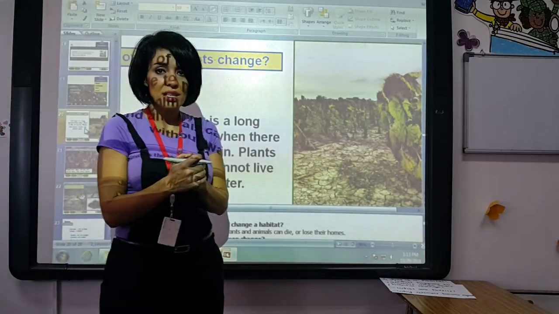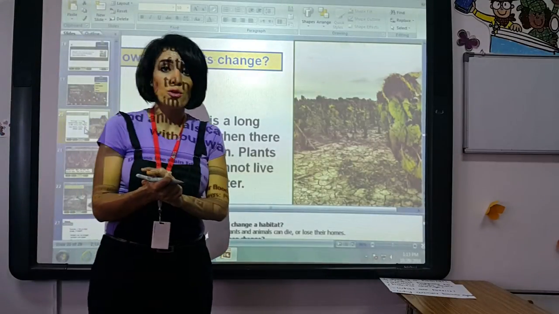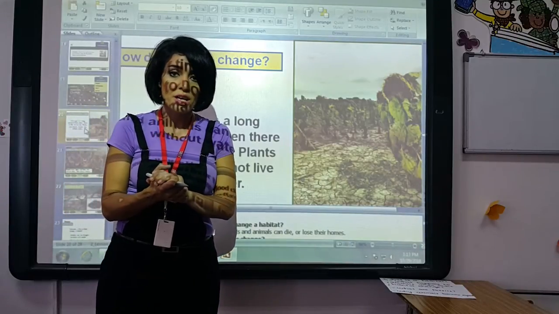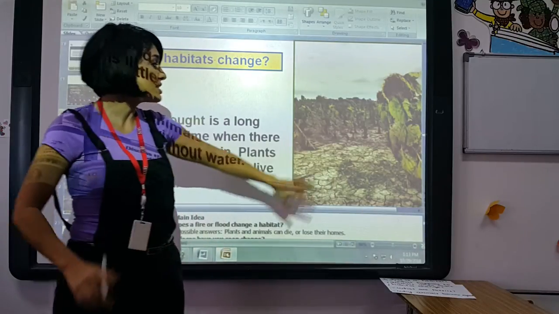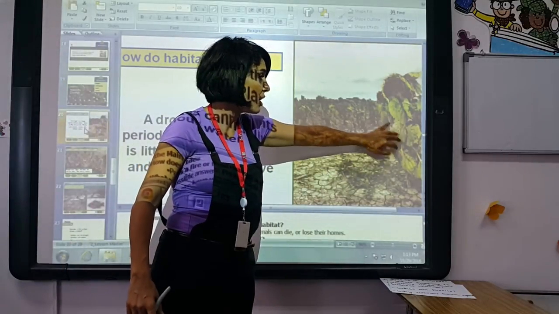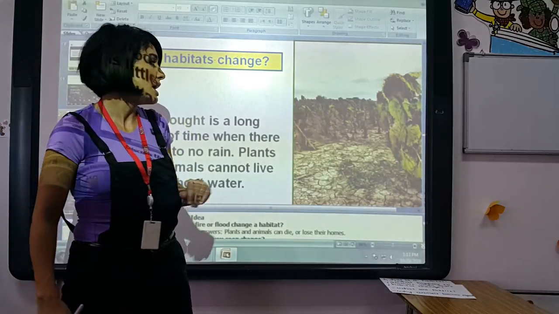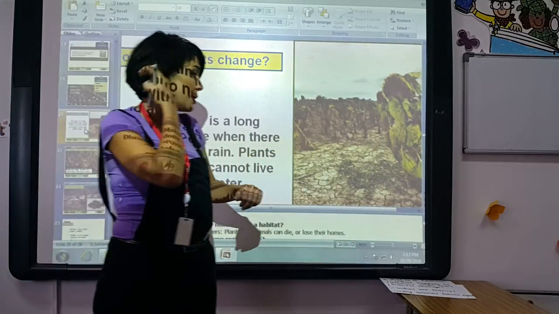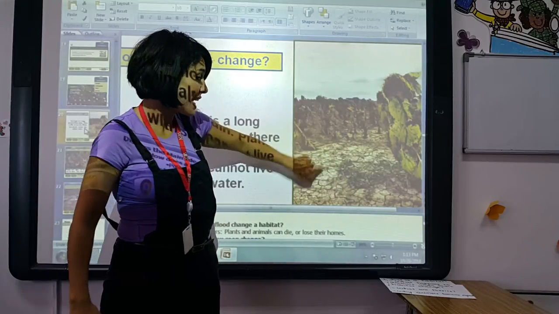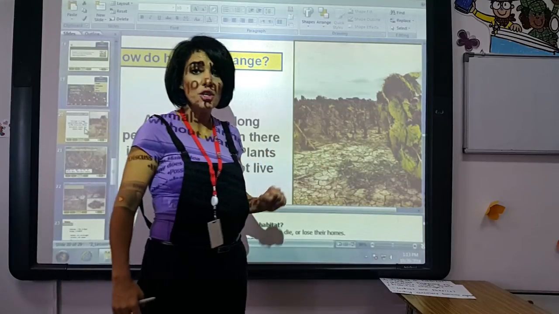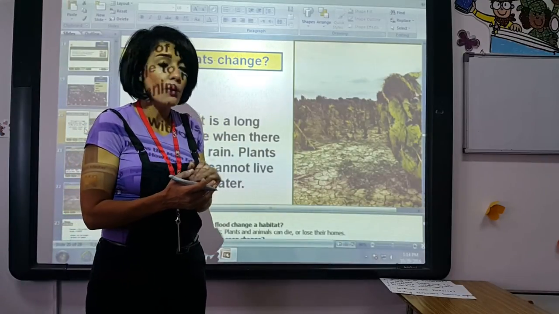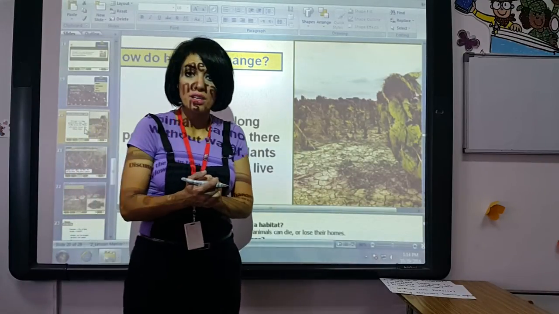A habitat is a place where living things look for their needs and find their needs in order to survive. If you look at this habitat, you will find out that this plant, this living thing, is not getting what it needs and it's going to die. If you look at the soil and the cracks in the soil, you will notice that this habitat has not gotten enough water for a long period of time.